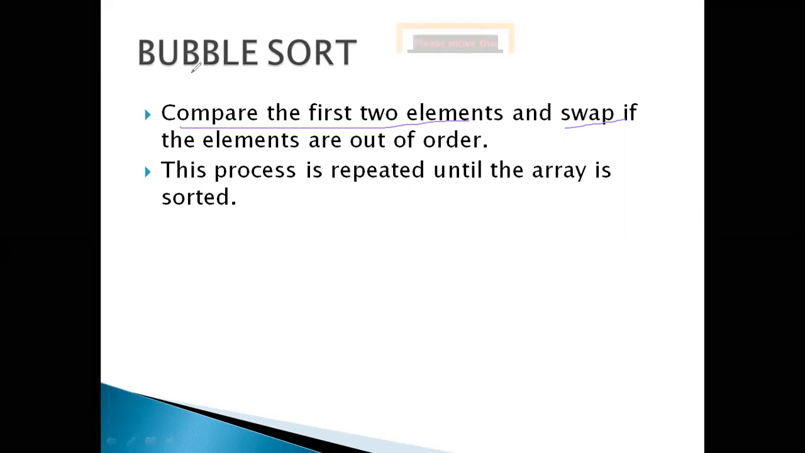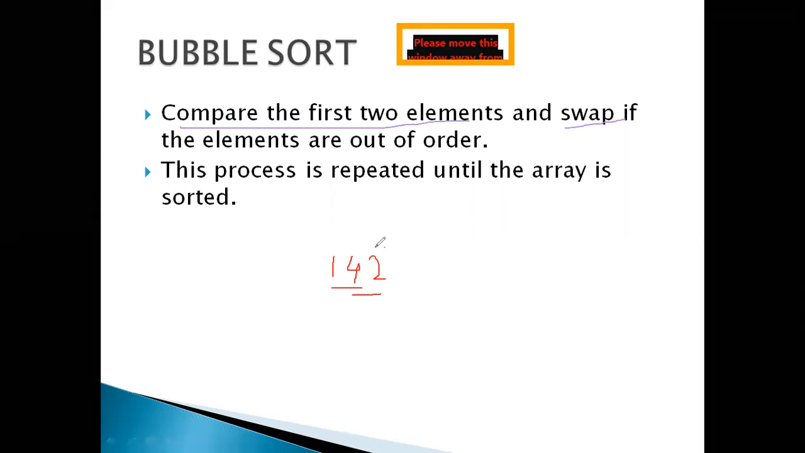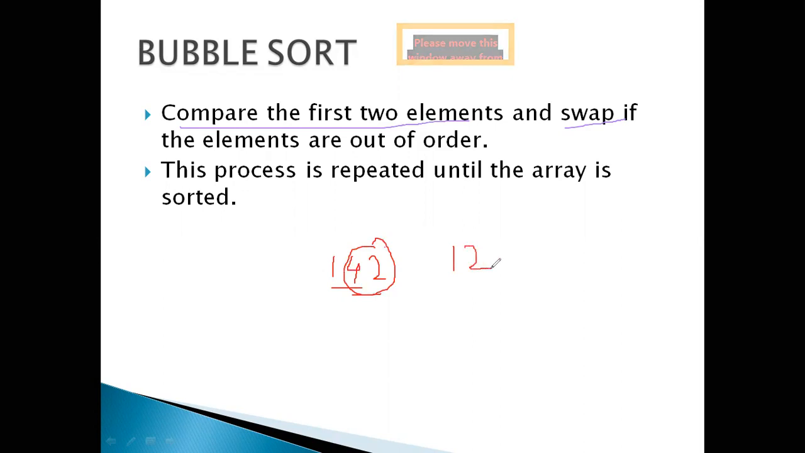So let me consider an example. Suppose we have an array as 1, 4 and 2. So we will consider 1 and 4. This is not out of order. Then we will consider 4 and 2. This is out of order, so we will swap these two. We will swap this 4 and 2. And finally the array will become 1, 2 and 4. So this is how bubble sort works.